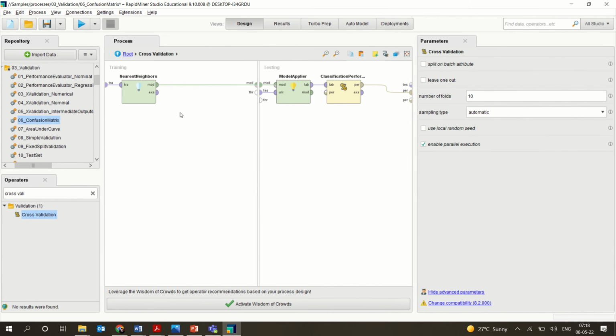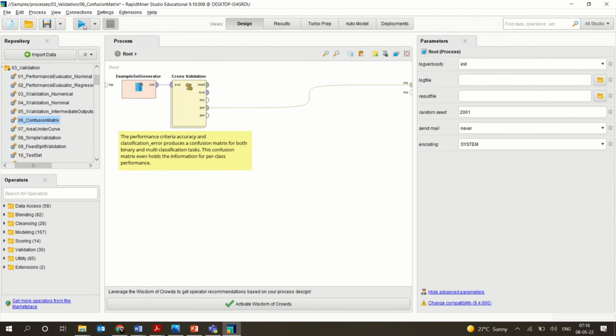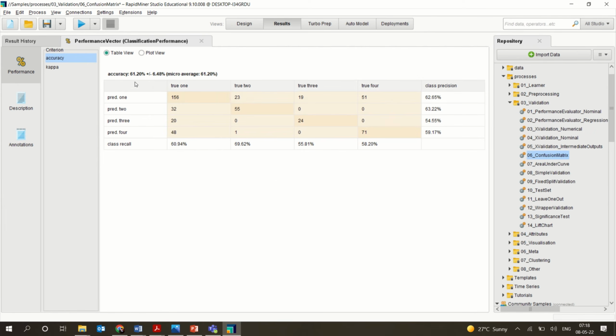When you look at the cross validation, they have used nearest neighbors. There is a function called nearest neighbors. They have just taken the KNN itself and renamed it as nearest neighbors. The model is given to the apply model, which they have renamed as model applier, and then they have done the classification performance. So it's a simple KNN algorithm only, and when you run this, you can see that they have gone for 2 different measures: one is the kappa measure and one is the accuracy measure.